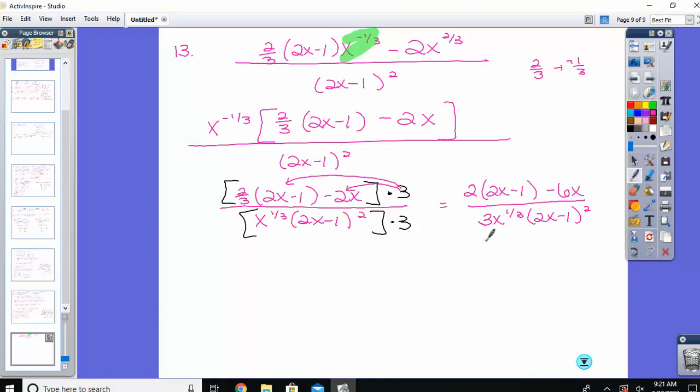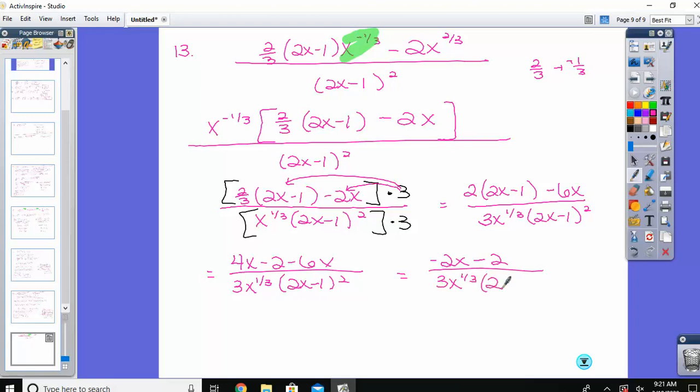We can keep cleaning up the top. If we run our 2 through, add like terms, we get negative 2x minus 2 over 3x to the 1/3, 2x minus 1 squared. That is your answer for part A.